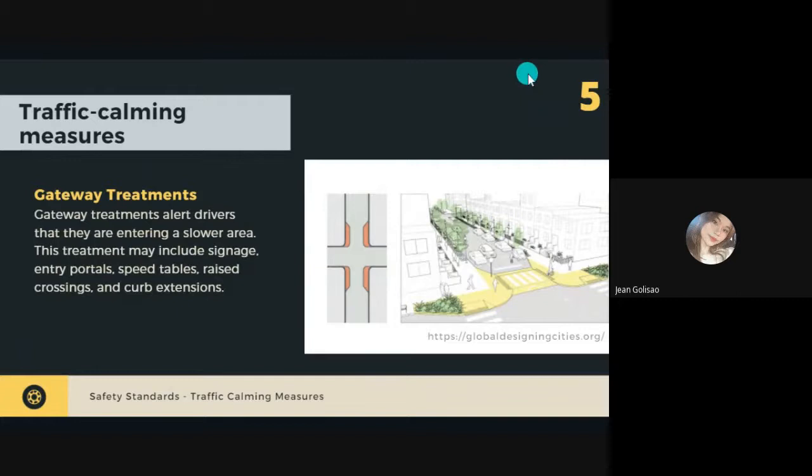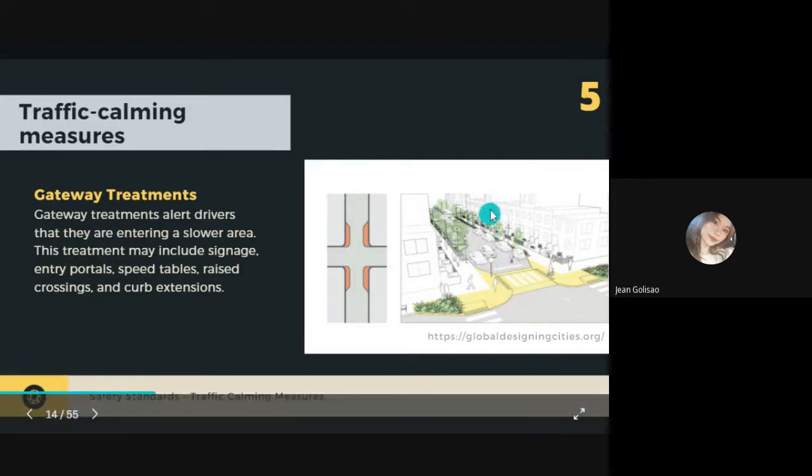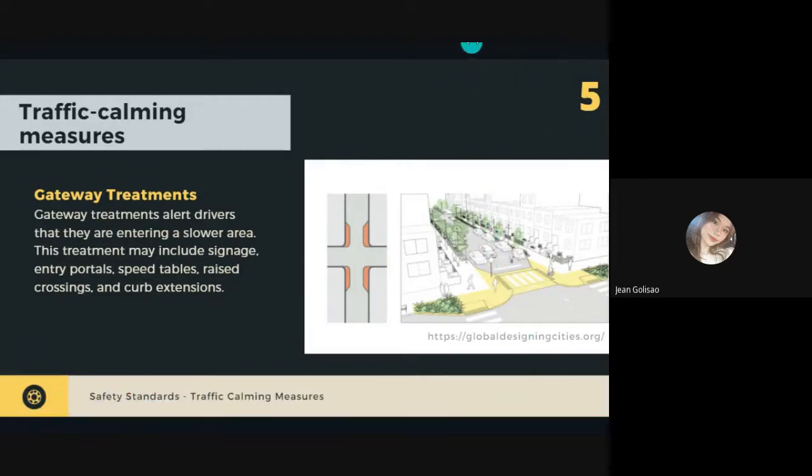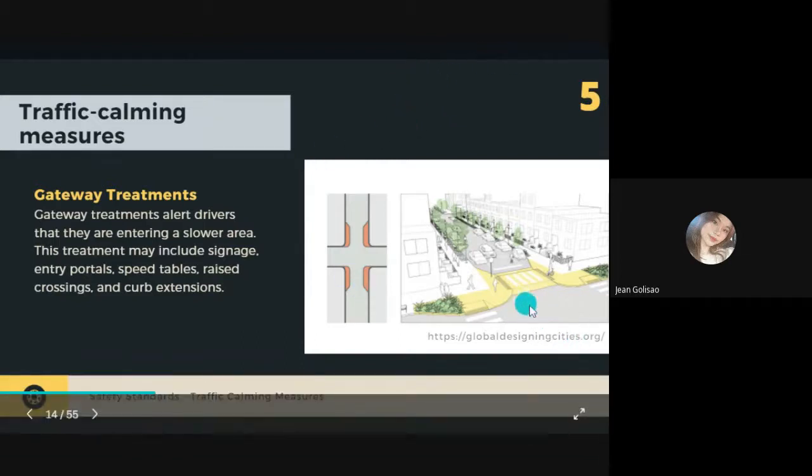Next we have the gateway treatments. Gateway treatments alert drivers that they are entering a slower area. This treatment may include signage, entry portals, speed tables, raised crossings, and curb extensions. These can usually be seen in the corners or the starting point of a street or a block.